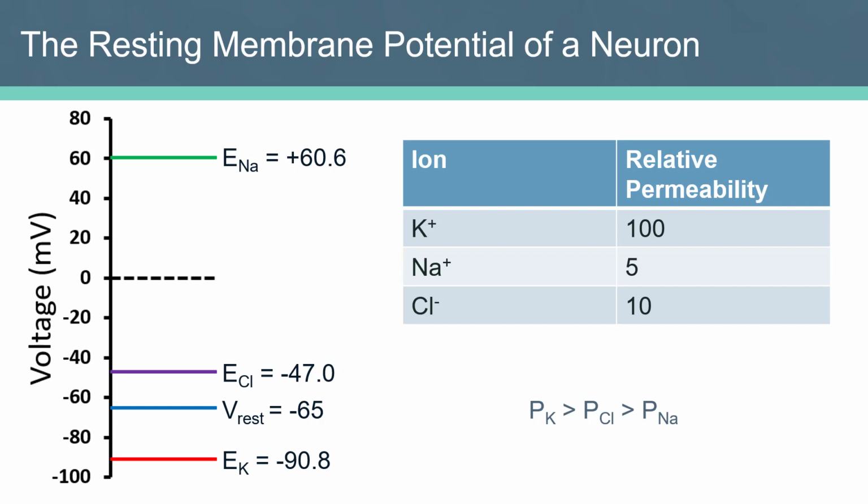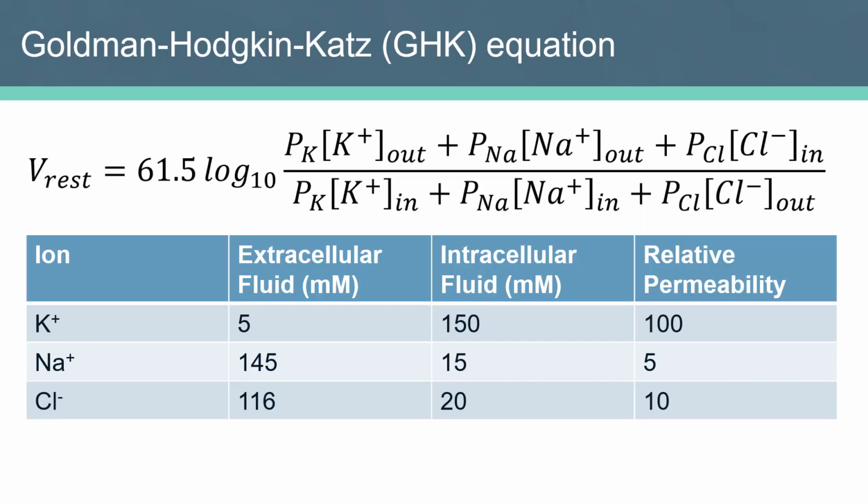In order to calculate the resting membrane potential, we will use the Goldman-Hodgkin-Katz equation. The Goldman-Hodgkin-Katz equation takes into account the relative membrane permeabilities and the concentration gradients of more than one ion. For ions with a positive charge, such as potassium and sodium, the ion concentration outside of a cell is in the numerator, and the ion concentration inside of a cell is in the denominator. This situation is reversed for negative ions such as chloride. For a negative ion, the ion concentration inside of a cell is in the numerator, and the ion concentration outside of a cell is in the denominator.